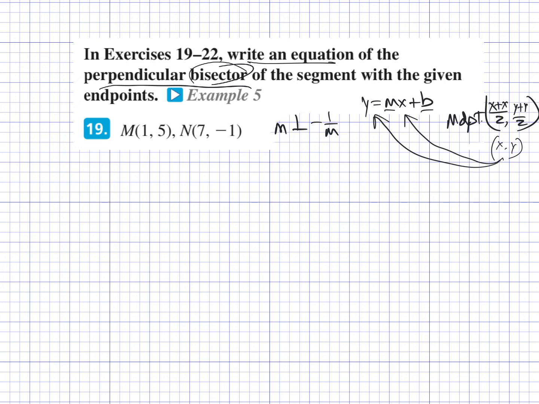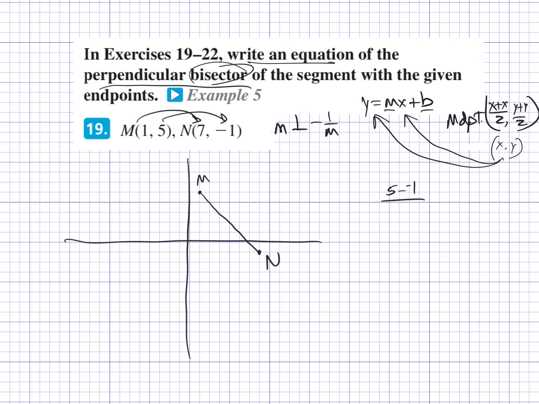Okay, first things first. Just to give you a visual, let's draw this. (1, 5) is M, and (7, negative 1) is N. All right, so what's that slope? So the slope of M to N, you can subtract or you could do rise over run. Okay, so 5 minus a negative 1 over 1 minus 7 is 6 over negative 6, or negative 1.